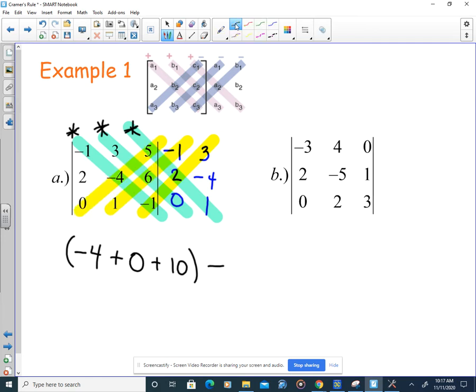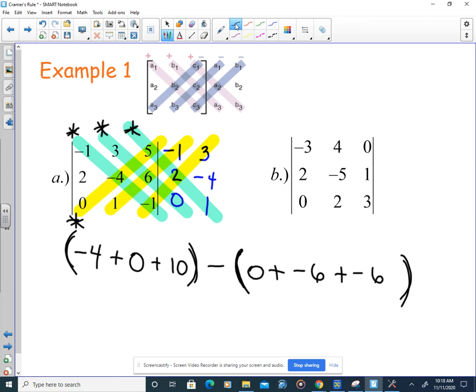Alright? So let's start with this one. 0 times negative 4 times 5 will be 0. 1 times 6 times negative 1 is negative 6. Negative 1 times 2 times 3 is negative 6. And when you do your other diagonals, make sure you put them in grouping symbols. It's important that you add them together before you subtract them. Same over here. Add these together before you subtract it from the number at the end.